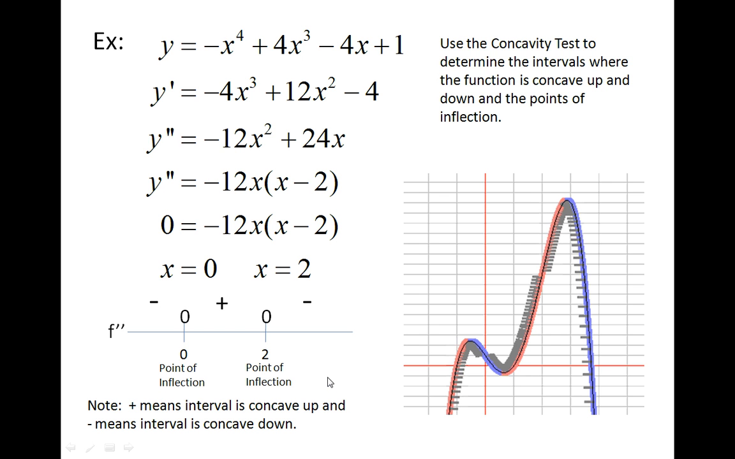Now I have to warn you, sometimes when you do these little sign charts, you put the places where the second derivative is 0 or does not exist on your number line, and you start checking your signs. Sometimes your sign doesn't change. It goes from positive on one side to still positive on the other side. If that happens, we do not refer to this as a point of inflection. Points of inflection are only when the sign changes. So you have to be a little careful with that.